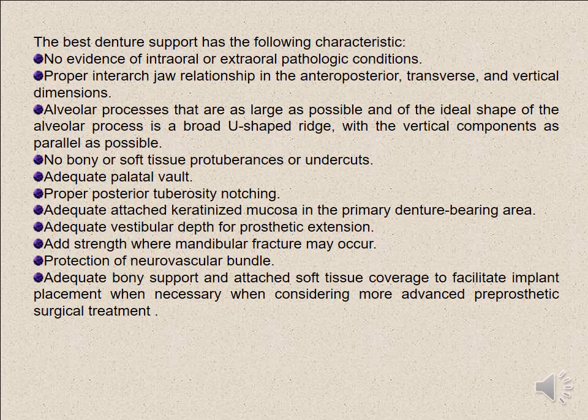First, no evidence of intraoral or extraoral pathological conditions. Second, proper inter-arch jaw relationship in the anterior-posterior, transverse, and vertical dimensions. Third, the alveolar process is as large as possible and of ideal shape: a broad U-shaped ridge with the vertical component as parallel as possible. And other, no bony or soft tissue protuberance or undercut.